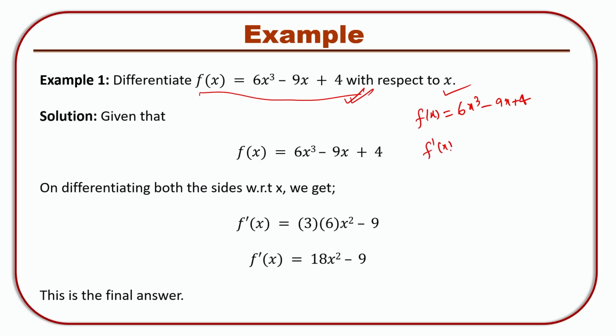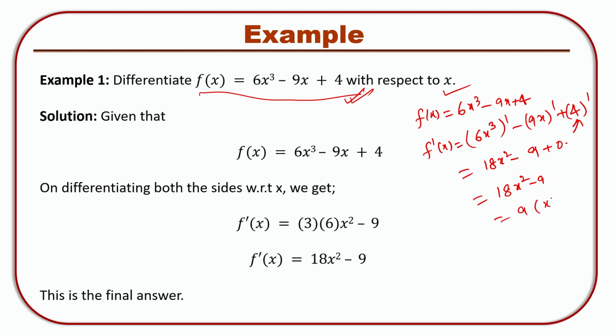So f dash of x is equal to 6 times the derivative of x cube, minus 9 times the derivative of x, plus the derivative of 4. So this will give you 18x square minus 9, and this last term is going to be 0, since it is a constant function. So we have 18x square minus 9. It is also written as 9 into (2x square minus 1).